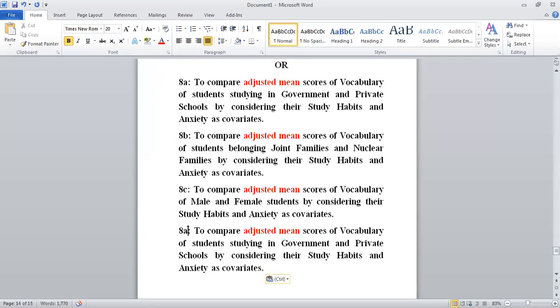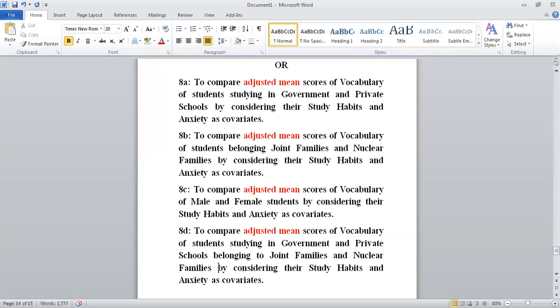8D will be to compare adjusted mean scores of vocabulary of students studying in government and private schools belonging to joint families and nuclear families by considering their study habits and anxiety as covariates.